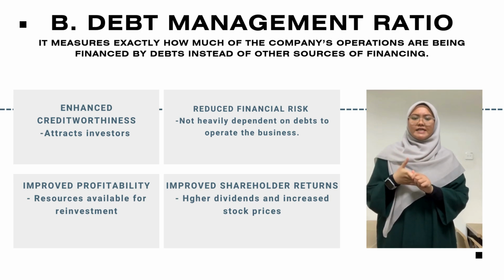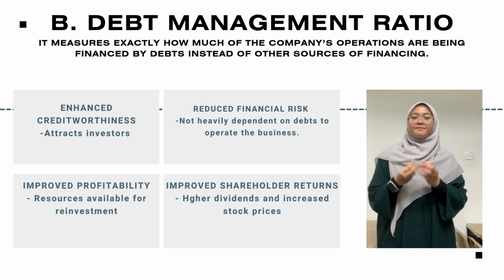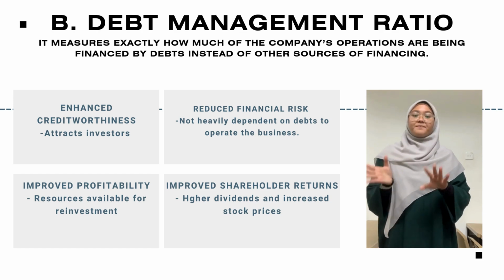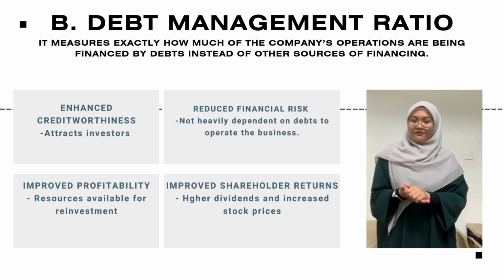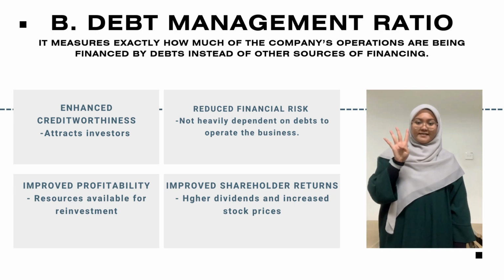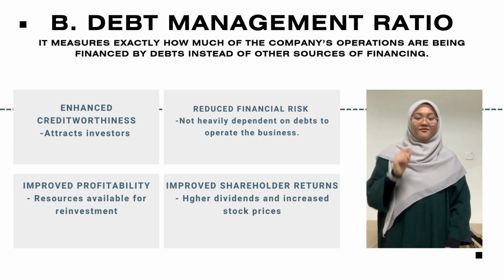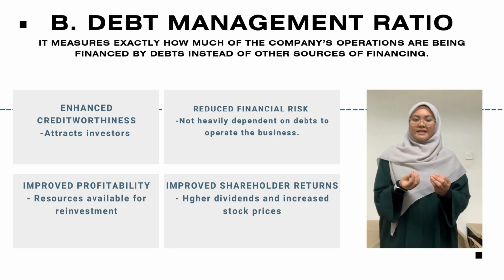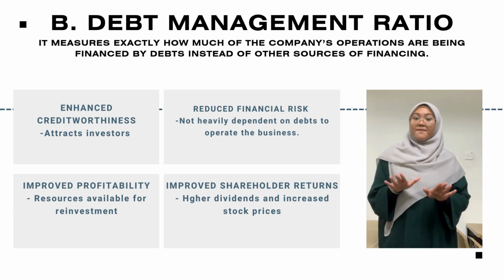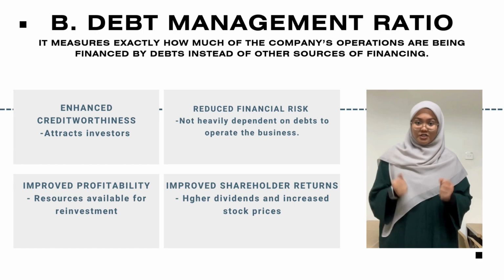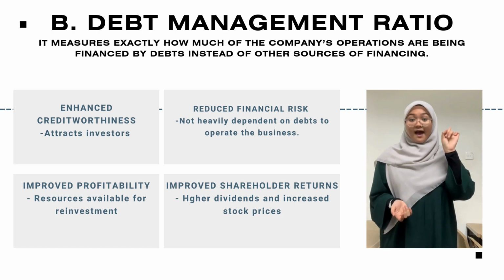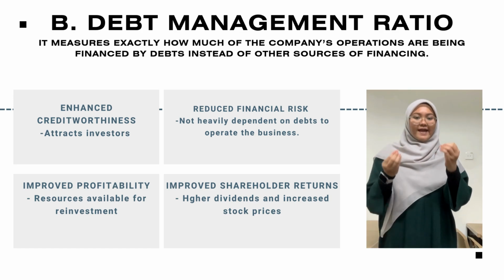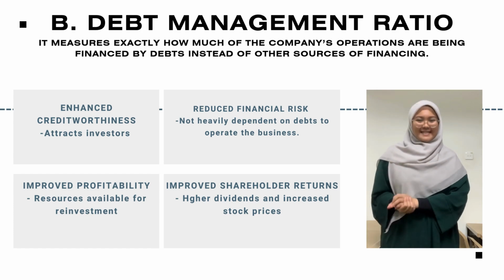Next, we will move on to debt management ratio. Debt management ratio is very crucial to a company because it measures exactly how much of the business operations are being financed by debts instead of other sources of financing. There are 4 main importances of debt management ratio. First and foremost being enhanced creditworthiness. A company that has a low debt management ratio indicates that they are able to manage their debts efficiently, which in return enhances their creditworthiness. A company that has a high creditworthiness is more likely to attract investors to invest in their business.